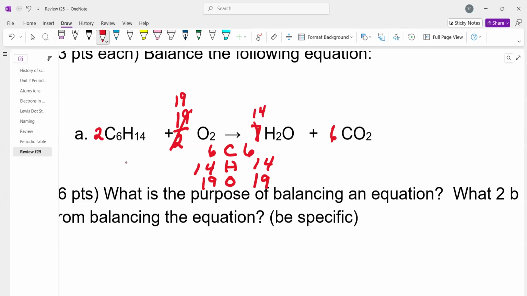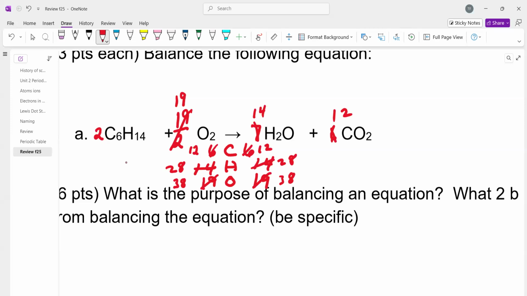This becomes 14. This becomes 12. So this is 12. 28 hydrogens, 28 hydrogens. 38 oxygens, 19 times 2. 14 and 24 is 38. So now it's balanced.